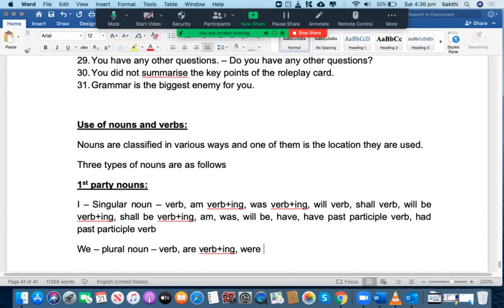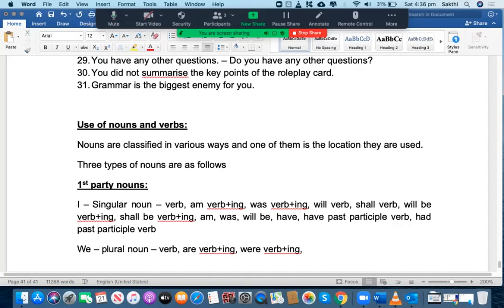Then the next one is we were and verb plus ing. For example, we were walking, we were running, we were jogging, we were eating, we were drinking, we were doing something. That's in the past tense.